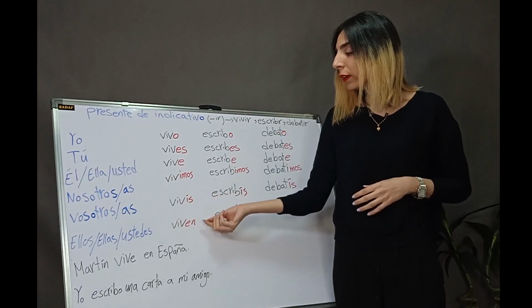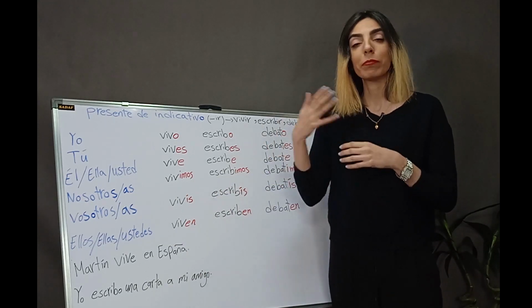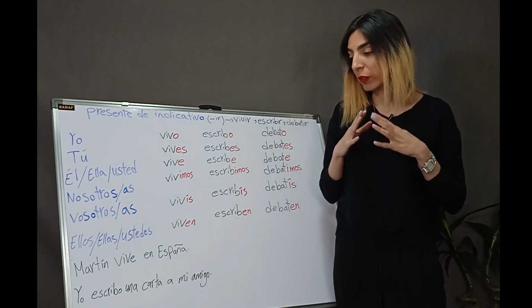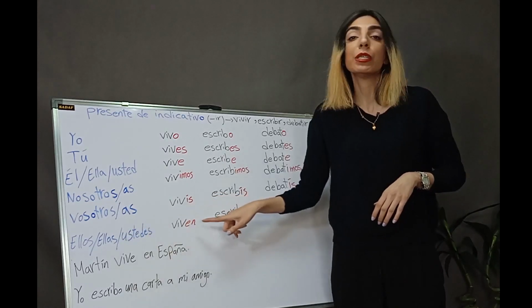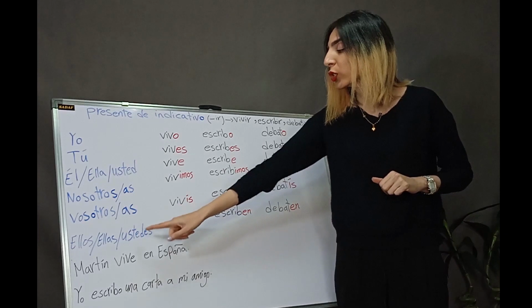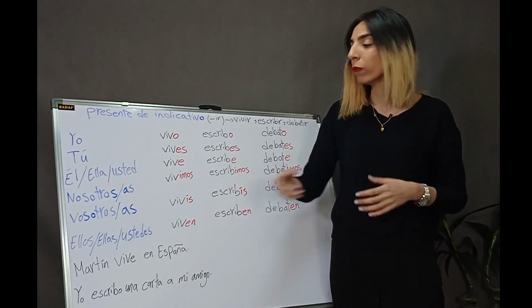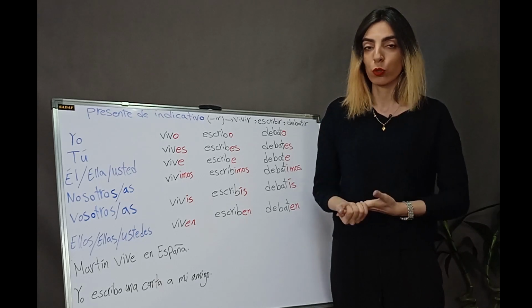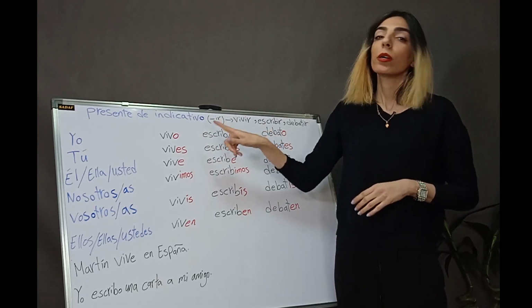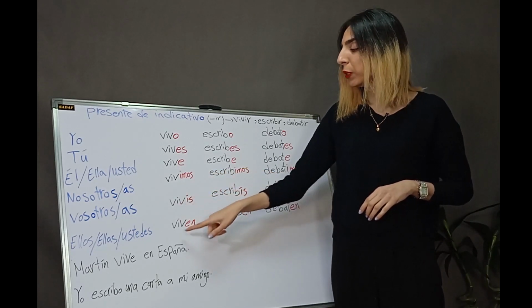Ellos viven, they live, they, I mean masculine or masculine and feminine with each other. Ellas viven, they live, they only feminine. Ustedes viven, you live, plural form and is the formal form of vosotros and vosotras. So, vivo, vives, vive, vivimos, vivís, viven.